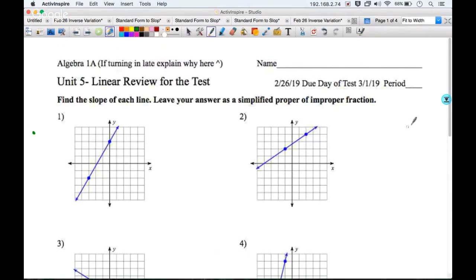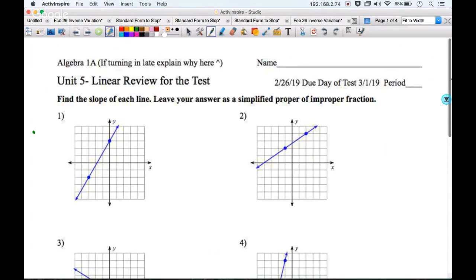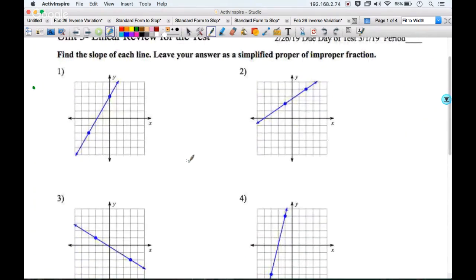For the test coming up, we'll just jump right into it with problem number 1 here. Find the slope of each line. Leave your answer as a simplified proper or improper fraction. That's supposed to say "or improper fraction." Catch a typo right off the bat. It's a good way to start.